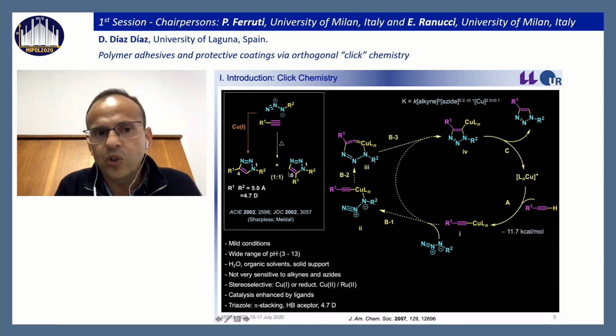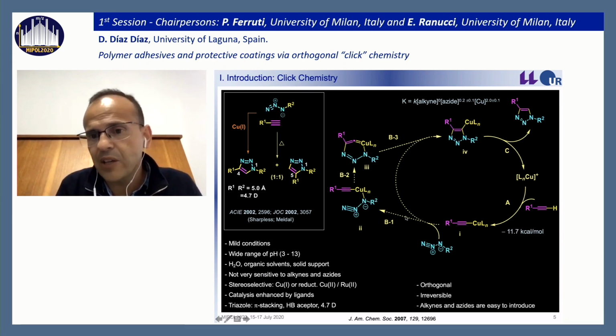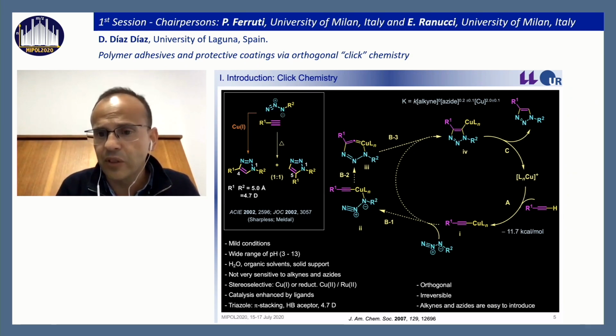And as you know, the triazoles are also a pretty interesting motif because we have properties like pi stacking and hydrogen bonding acceptor. We have an important dipolar moment. And overall, this is an orthogonal reaction, so the azide and alkyne will react with each other without affecting other functional groups.